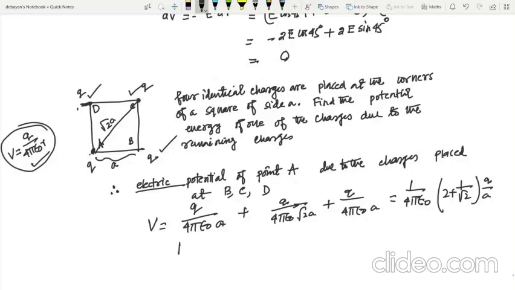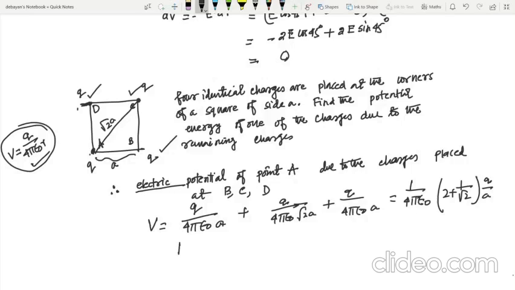Now the question is the same, but if you want to find the potential energy of the charge system, that is, you have to find the potential energy at some point due to the other point charges. Now if the question is the same, the figure and all those things are the same, just the change is that you have to find the potential energy of the charge system.